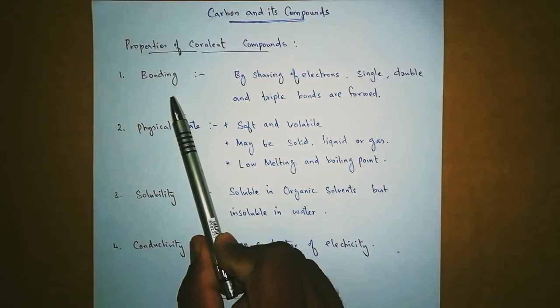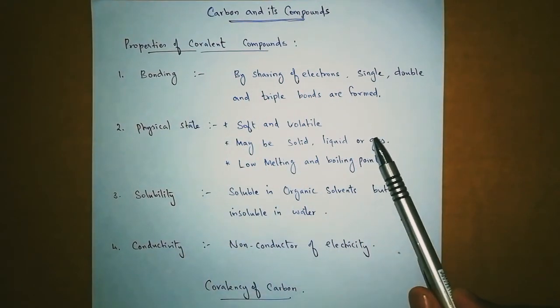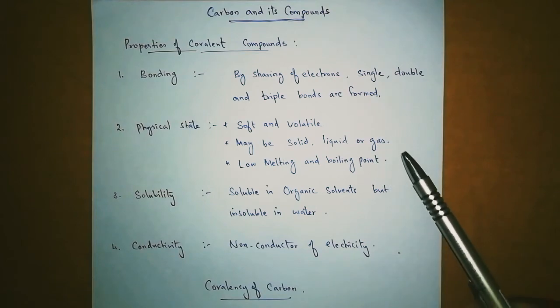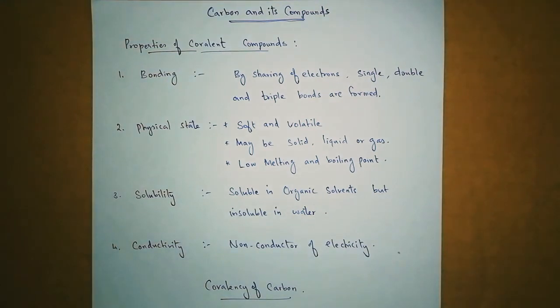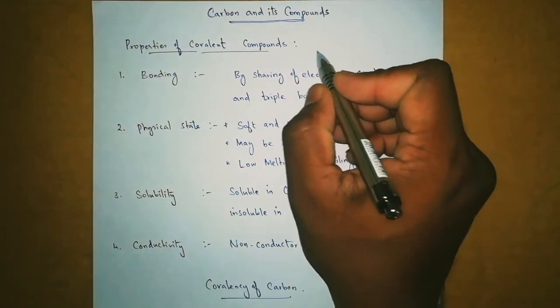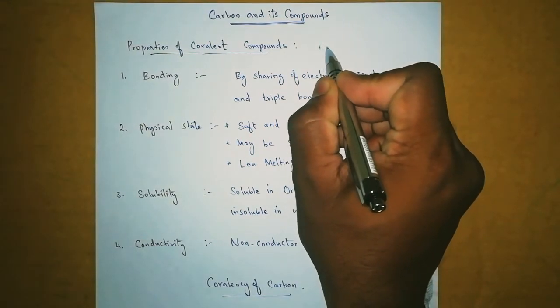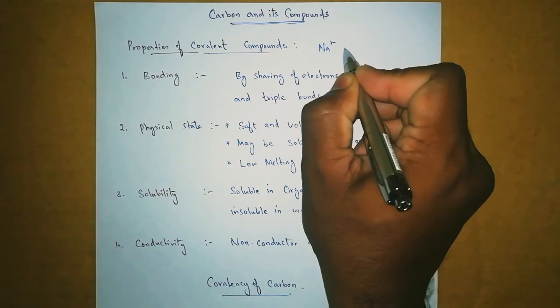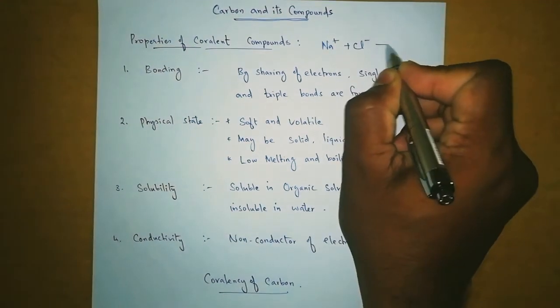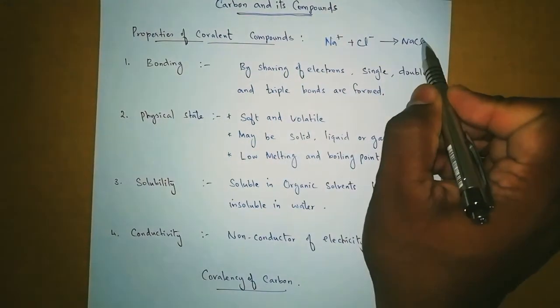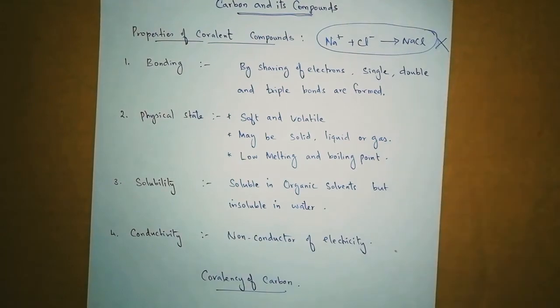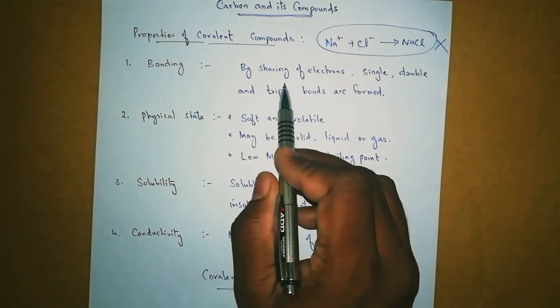Bonding. How do the bonds of these covalent compounds form? How will they bond or combine with each other? By sharing electrons. As we know, ionic or electrovalent bonds try to lose an electron and also gain an electron. For example, sodium and chlorine: sodium will lose an electron and chlorine gains an electron, and it forms sodium chloride. But in covalent bond, it never happens like that. It happens just by sharing their electrons.